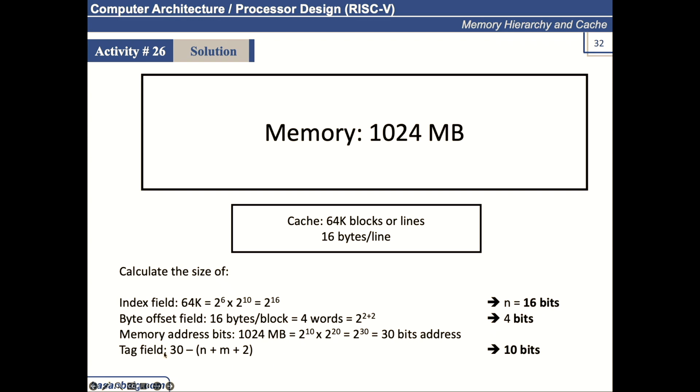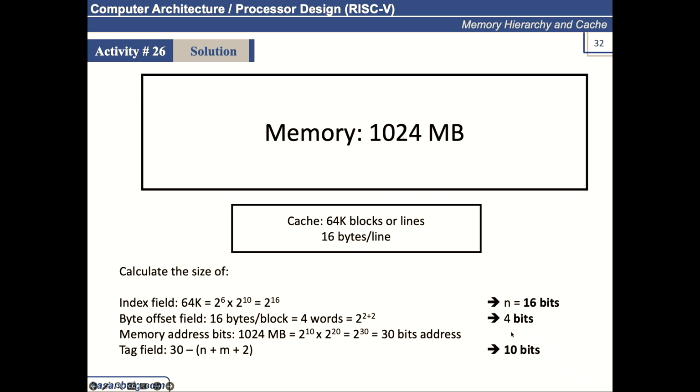And then to determine the actual address width, the number of bits to represent the memory address. So we were given 1024 megabytes. Again, you can assume that a different value can be given to you in the exam. So you should be able to represent this 1024 or whatever the value is in this format and calculate the bit address field size. So 30 bits is here. So 30 minus (n plus m plus 2) will give you the total tag field.